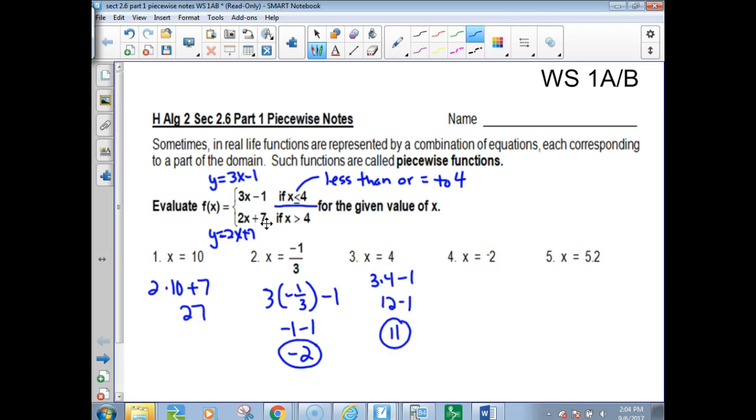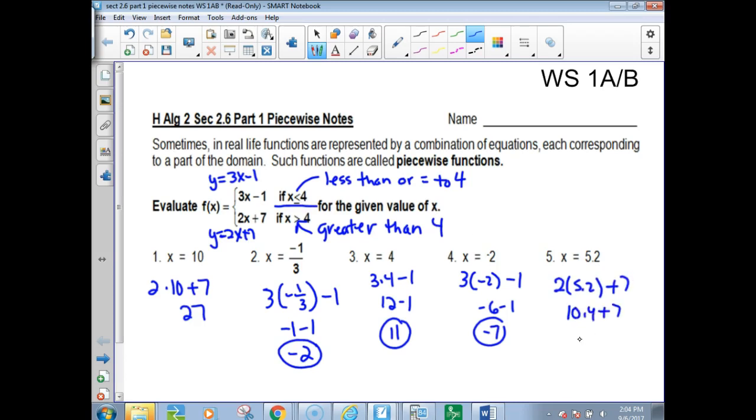x is negative 2, a value that is also less than 4, so it goes in the first equation, and we do 3 times negative 2 minus 1. That's negative 6 minus 1. The answer would be negative 7. I am plugging these in rather quickly because it's just basic plug and chug. 5.2 is greater than 4, so we go to the second equation, because that's the one that says for all values of x greater than 4, not including 4. So if I put in 5.2, I have to do 2 times 5.2 plus 7. That's 10.4 plus 7, 17.4.